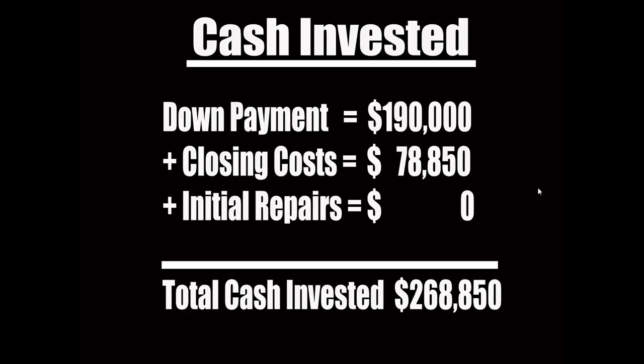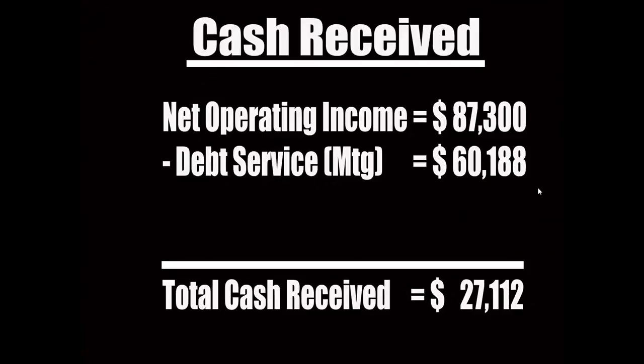To get our cash on cash return, we need to figure out how much money we're taking out each year. So to get our cash out, we've got to take our NOI and we've got to subtract our mortgage, principal, and interest, our debt service, from that NOI. And our debt service is a sum of 12 mortgage payments.